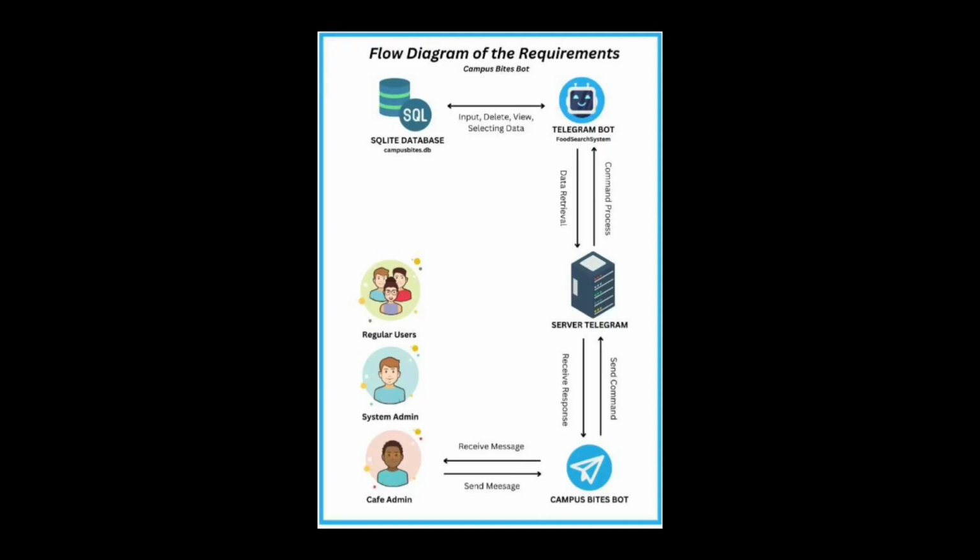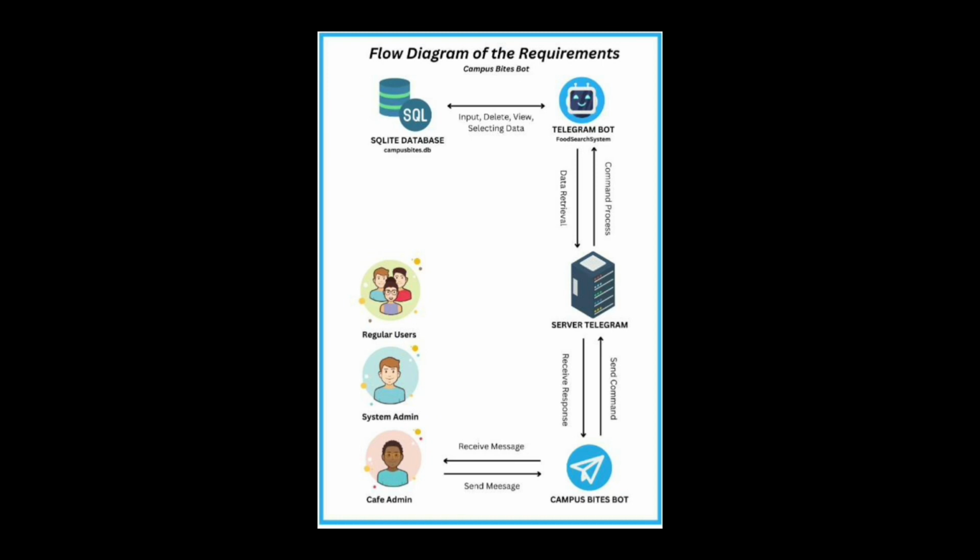Okay, so for the flow diagram of the requirement, here we have the flow of the user, which are cafe admin, system admin, and the regular user. When all three users send a message to the Campus Bot, the Telegram bot will send the command to the server Telegram. The server Telegram will process the command and pass it to the Telegram bot of the food search system.